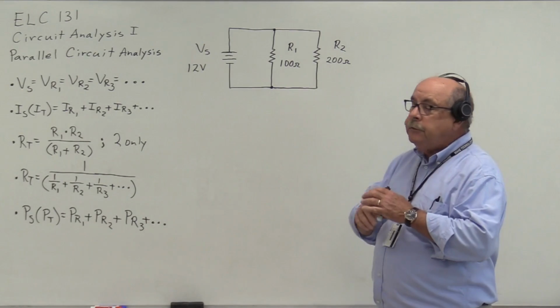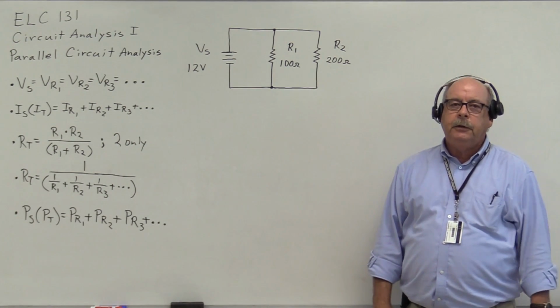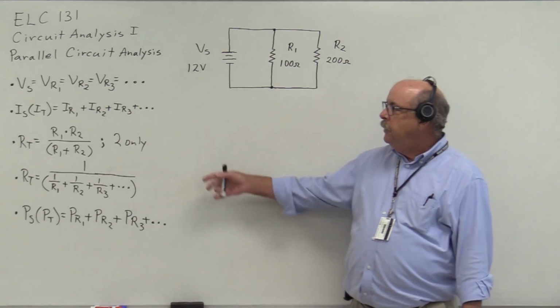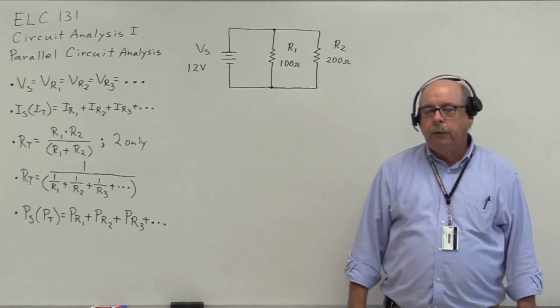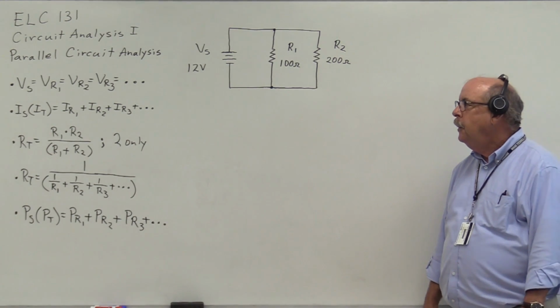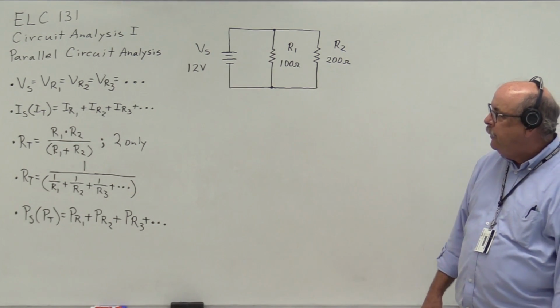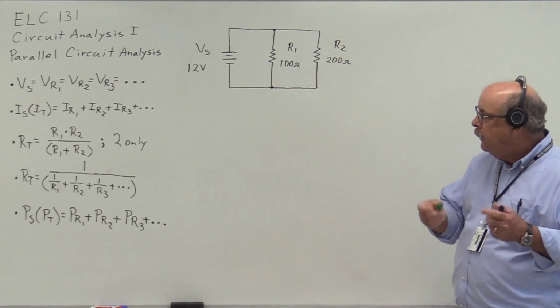So this is ELC 131, Circuit Analysis 1, and the topic is the analysis of a parallel circuit. Now we see on the board I've provided the formulas that we will use in the analysis of parallel circuits. And the first formula states that Vs equals VR1 equals VR2 equals VR3.